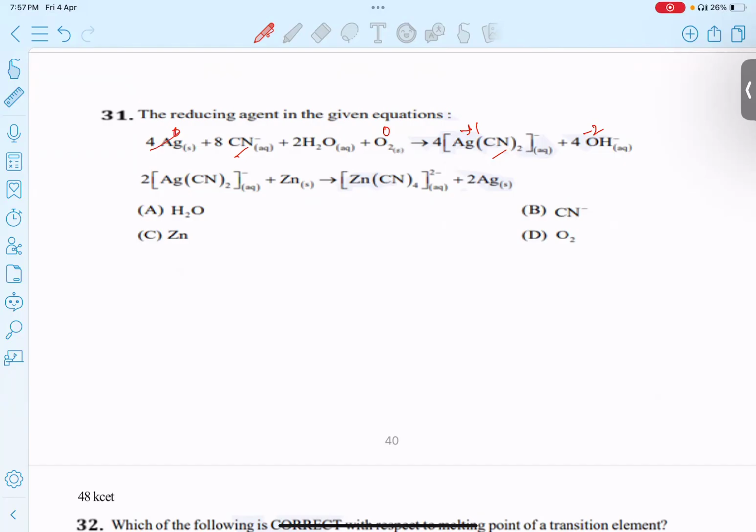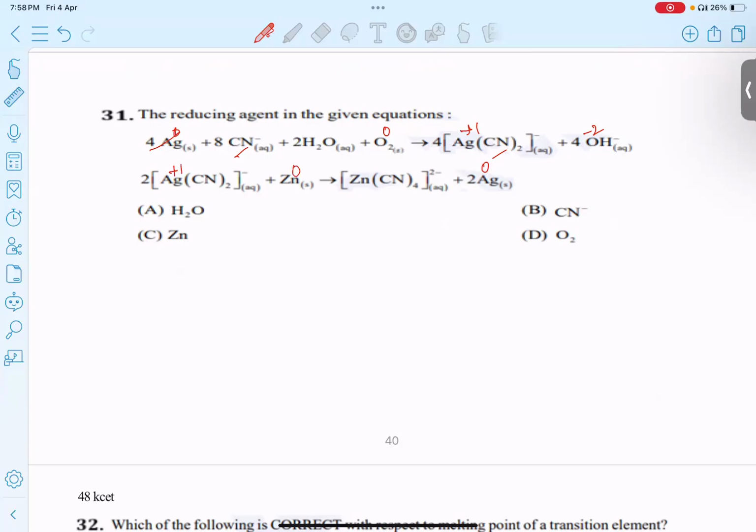Let us check the second one. In the second reaction, silver's oxidation number on the reactant side is +1 and on the product side is 0. The oxidation number decreases from +1 to 0. Therefore, in the second reaction, silver undergoes reduction. Here it acts as an oxidizing agent.